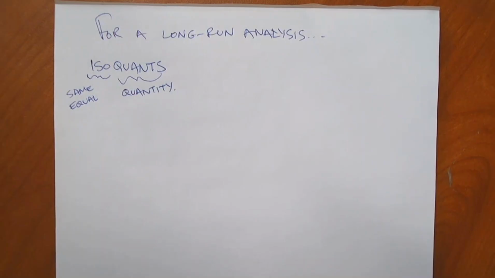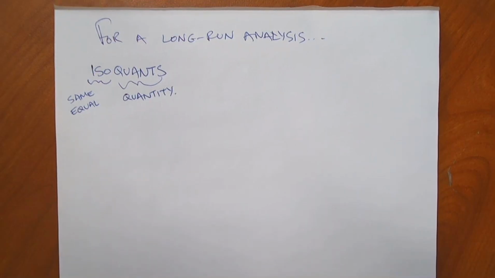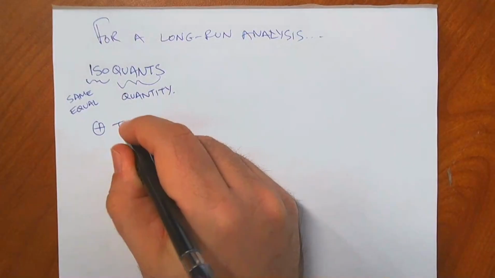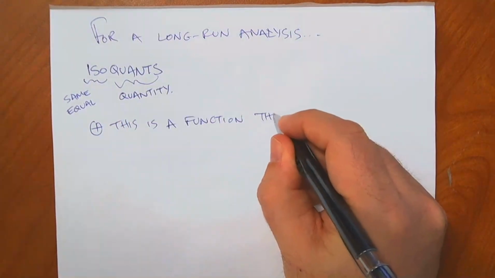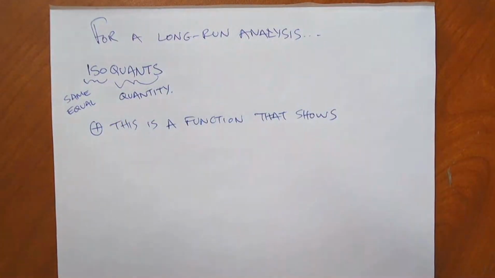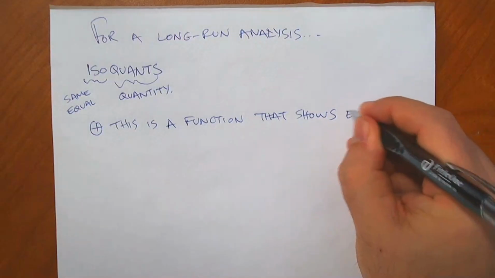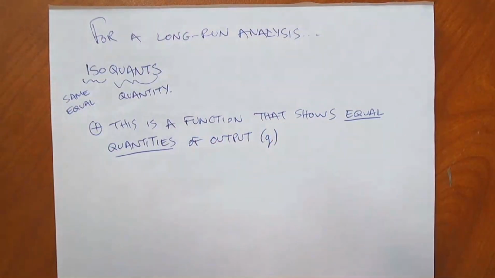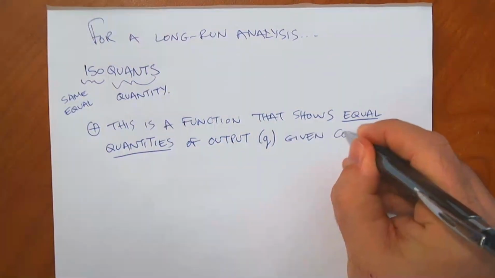And it actually is a function, right? It's something that you can plot, and it's going to be a function that shows the same quantities of output. Okay? So I'm going to say here in general terms, this is a function that shows all points of that line, right? Equal quantities of output. That's what we symbolize as Q, given K combinations.